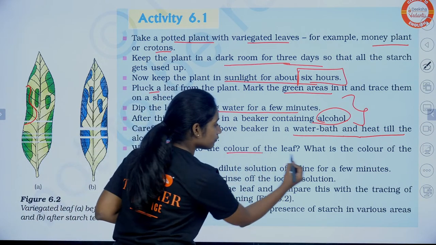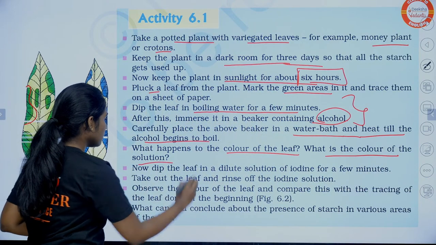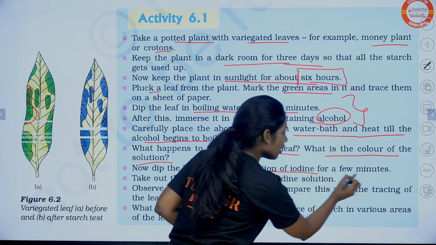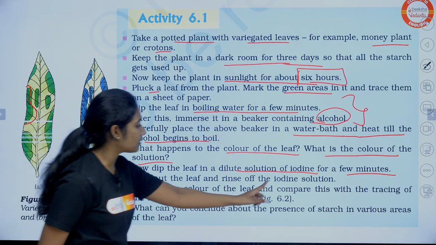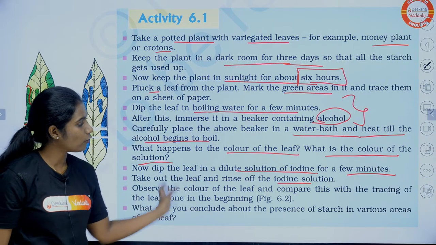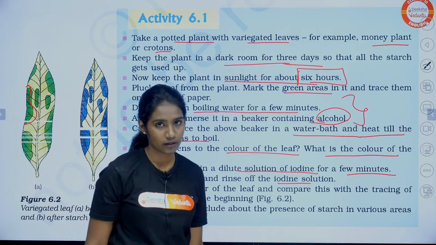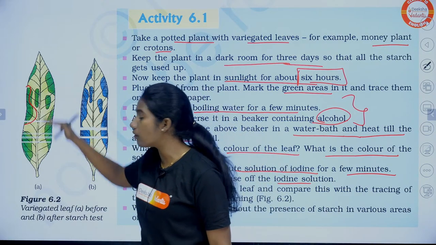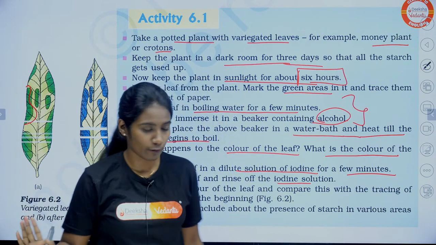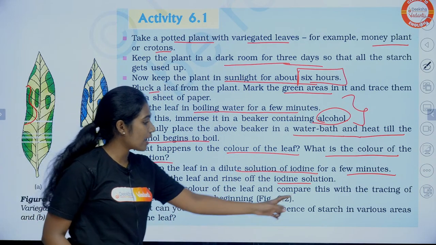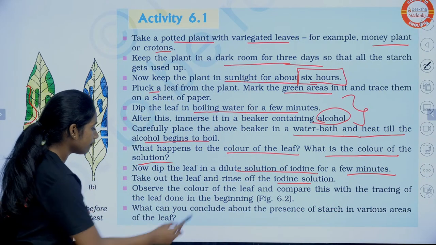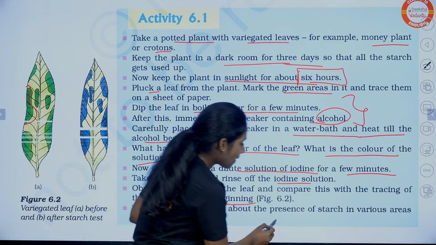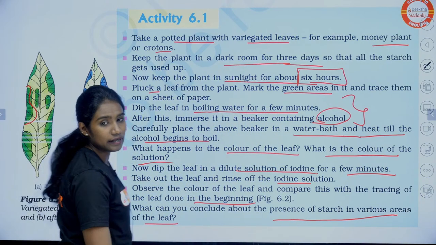Now what happens to the color of the leaf? What is the color of the solution? And then now dip the leaf in a dilute solution of iodine for a few minutes, and then take out the leaf and rinse it off with iodine solution only. Now what are we doing over here? We are doing iodine tests. Why are we doing this? To check if the leaf has starch content, whether it is present throughout the leaf or only in the green region of the leaf. Okay, then observe the color of the leaf and compare this with the tracing of the leaf that was done in the beginning. Okay, and then what can you conclude about the presence of starch in various areas of the leaf?